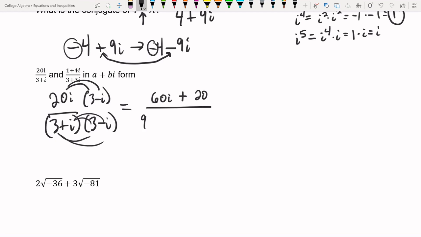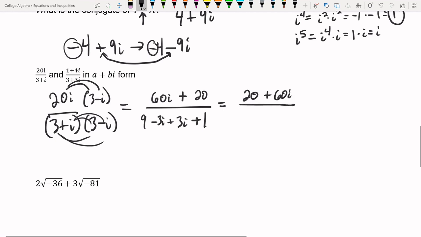3 times 3 is 9. 3 times -i is -3i. i times +3 is +3i. And i times -i is -i squared. i squared is -1, so -1 becomes +1. I'm going to write the top as 20 plus 60i, so we have the a plus bi form.